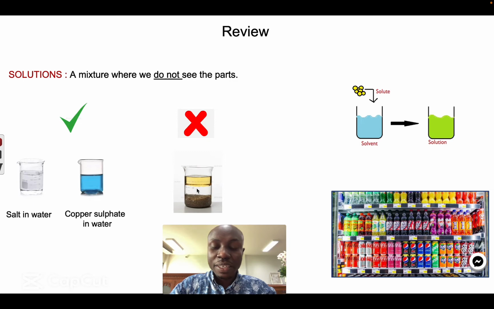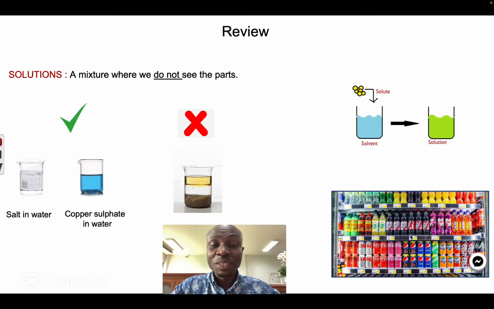The picture here is not a solution. It is a mixture, but not a solution. Because what? We can see the oil, the water, and the sand. So this is not a solution. And we said to make a solution, we need two things. We need a solute and a solvent. We mix the solute and the solvent together and get a solution.